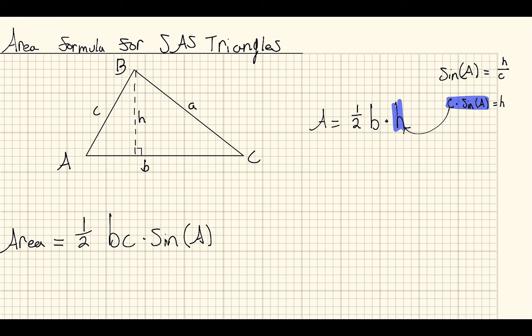This 1/2 BC sine A is kind of like the proof for it. Since the sine of A is H over C, multiply both sides by C, you get height equal to C sine A. Replace it, and then this is our new formula. If that doesn't really make sense, how this works and how you replace the H with C sine A, don't worry, as long as you have this formula, you're good to go. That was just kind of proving it to you, showing you why it works.